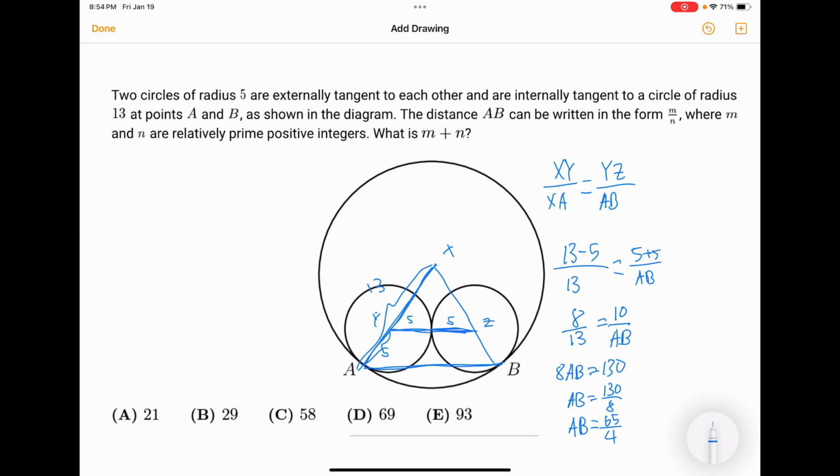And it tells you that the distance is written in the form of a fraction, m over n. And so now we know what m and n are. m would equal 65, and then n would be equal to 4. And the question is, what is the sum of these two numbers? So the answer would be 69, so it would be D.